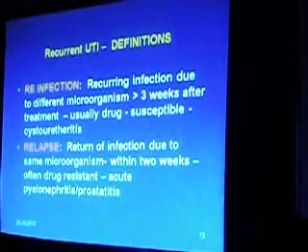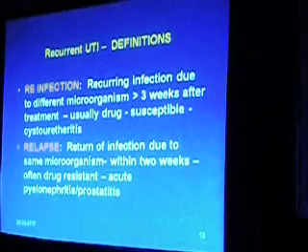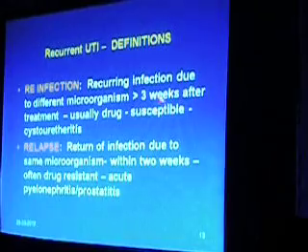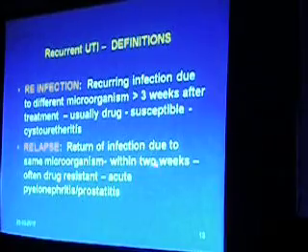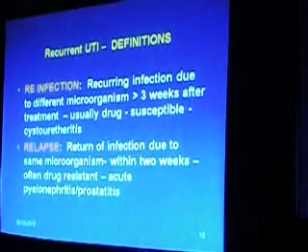Next slide. Recurrent UTI has 2 subsets. One is reinfection, the other is relapse. This is just to know how you are going to treat these subsets. Reinfection means a different microorganism after 3 weeks, usually drug susceptible, usually a lower urinary tract problem. Whereas relapse is infection due to the same organism, often within 2 weeks, as opposed to reinfection, which is more than 3 weeks. And it is often pyelonephritis or prostatitis. That's the real difference between these two subsets.